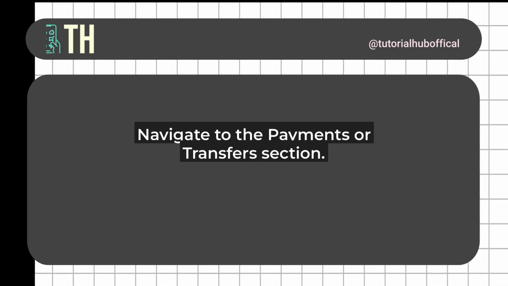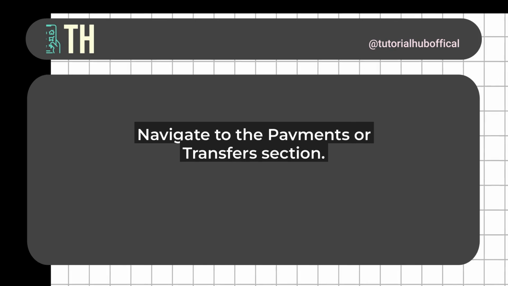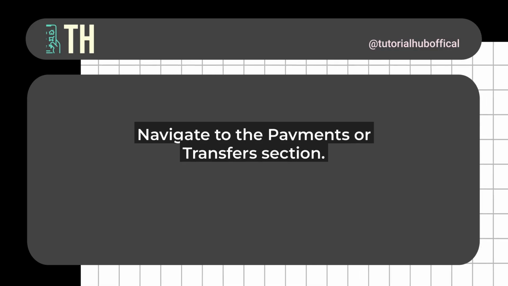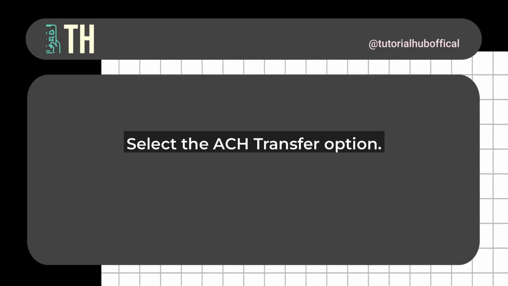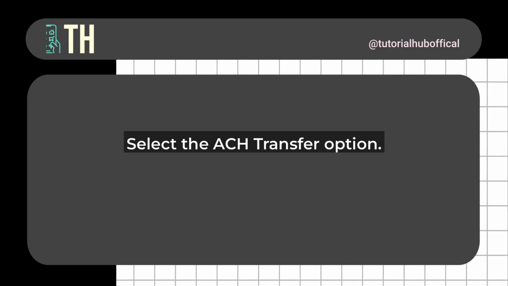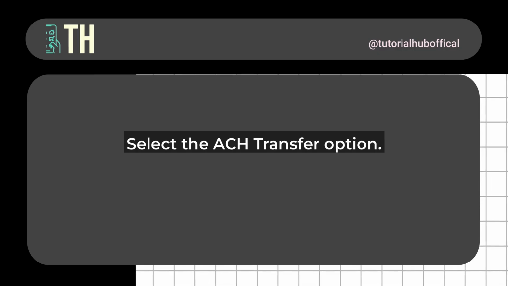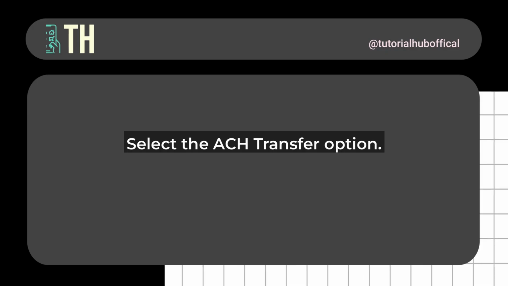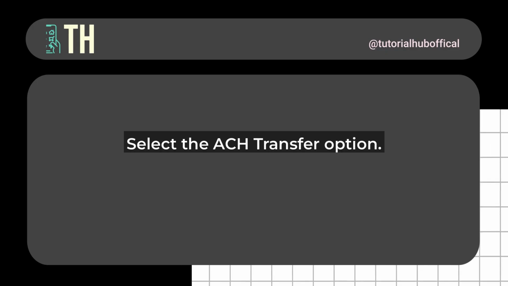Let's dive right in. First things first, make sure you have your BECU account set up and ready to go. You'll need a stable internet connection and your login credentials. Think username, password, and possibly two-factor authentication for extra security. Once you're logged into the BECU website or mobile app, head over to the main dashboard. Look for the Payments or Transfers section. It's usually front and center for easy access.